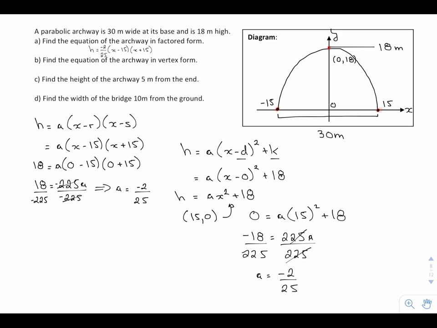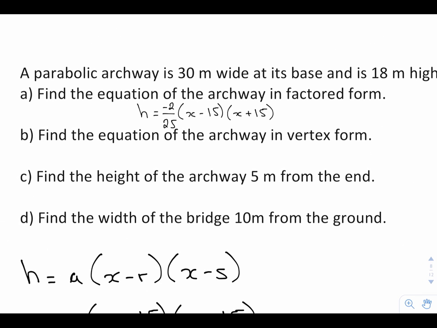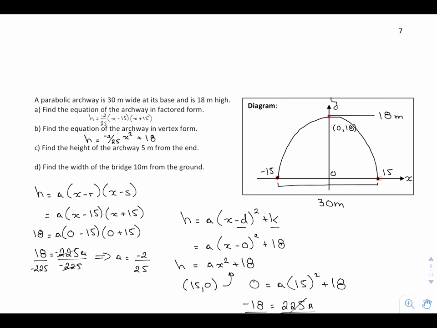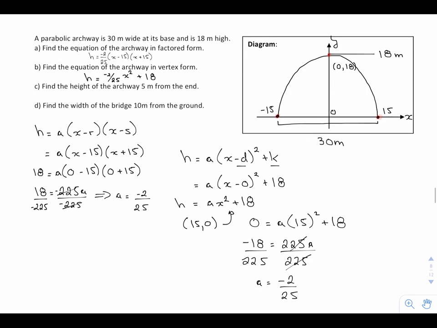So my final equation in vertex form will be h equals, once again, negative 2 over 25, and I'm not going to translate it into a decimal yet, times x squared. You know what, no need for those brackets. And then plus 18. There we go. So we have two different equations representing the exact same parabola.